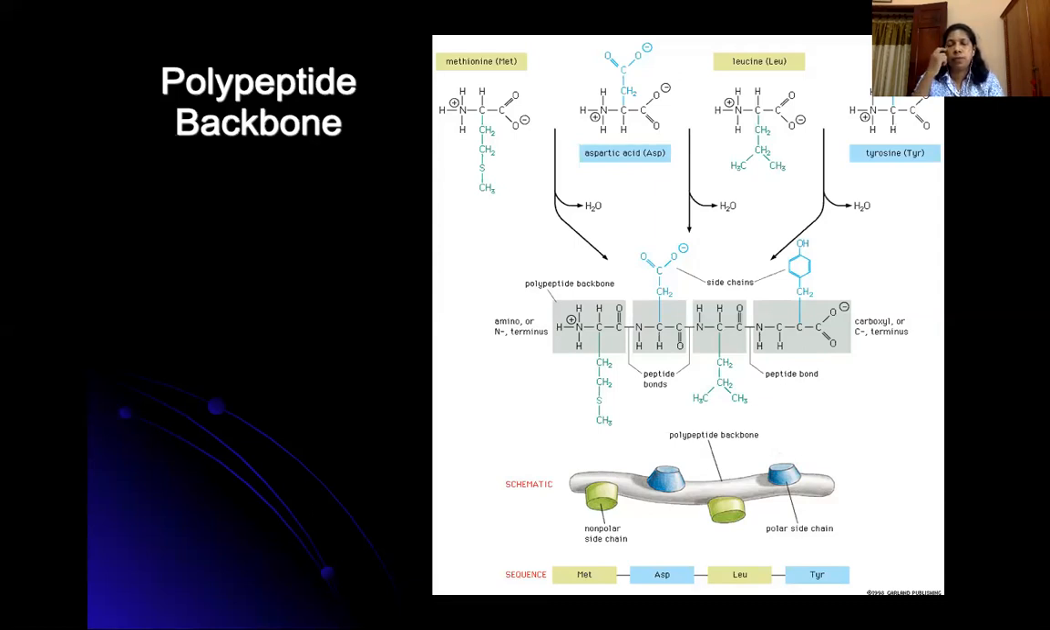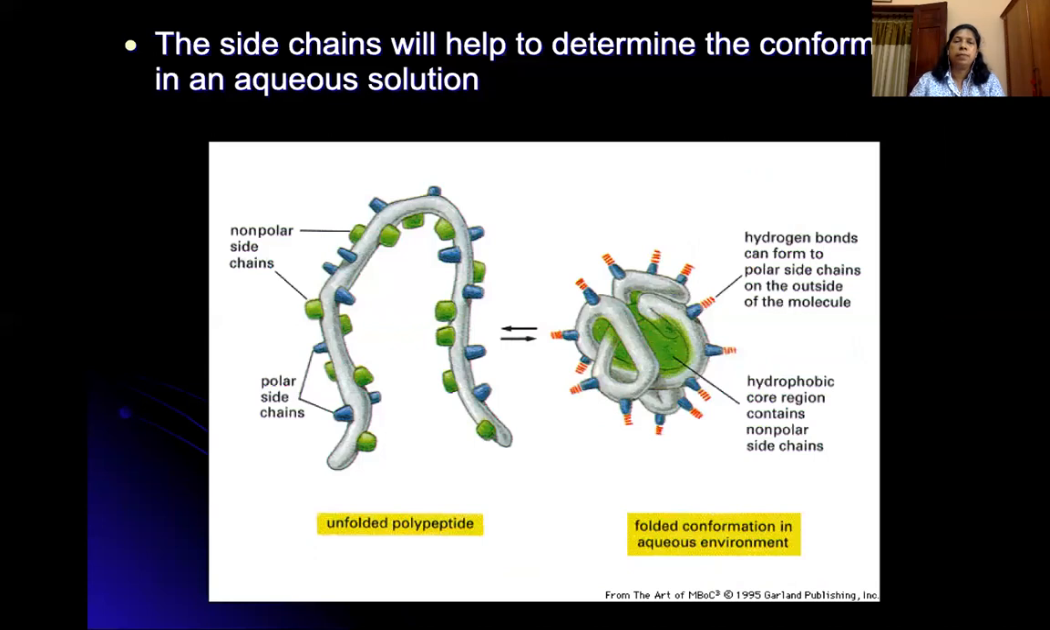This sequence shows methionine, aspartate, leucine, and tyrosine. You can see how polar, non-polar, and polar ones are getting together by being linked with peptide bonds. The side chains will help to determine the conformation in an aqueous solution. Now think that the unfolded polypeptide chains are there. There are polar side chains in blue as well as non-polar side chains in green.